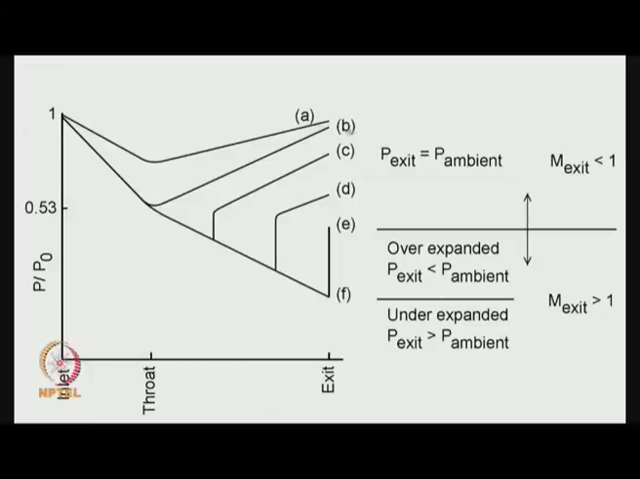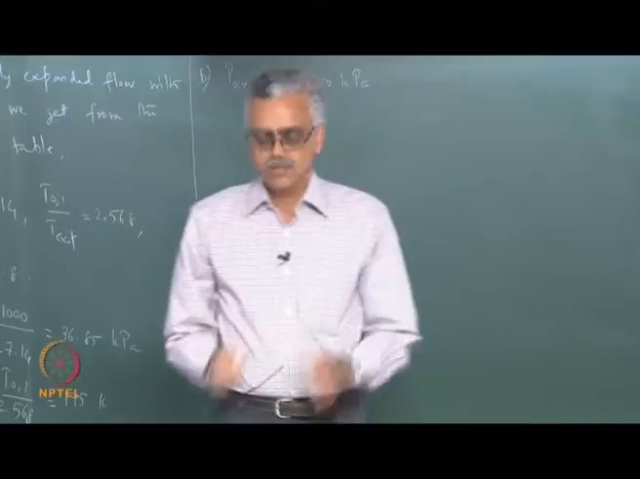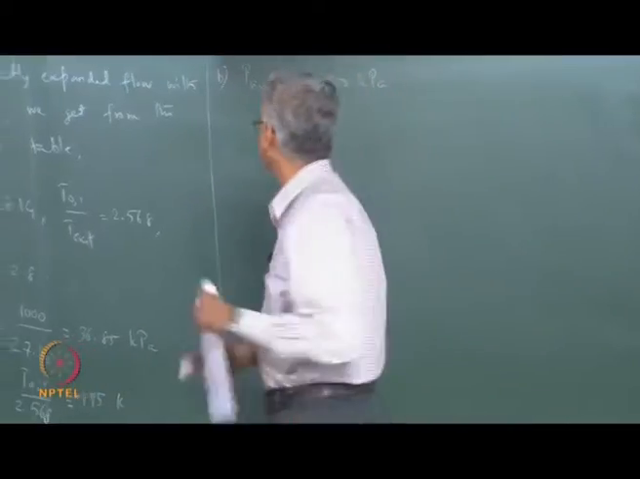So, I will determine the exit pressure corresponding to this situation B that is sketched here, and then see whether 500 kilopascal falls between these two. If it falls between these two, that means there is a normal shock in the divergent portion of the nozzle. Otherwise, the flow is shock free. Okay, that is what we are going to do next.